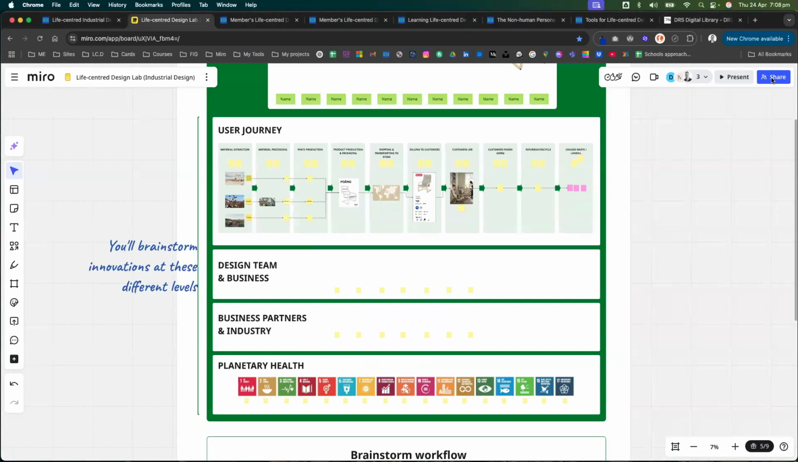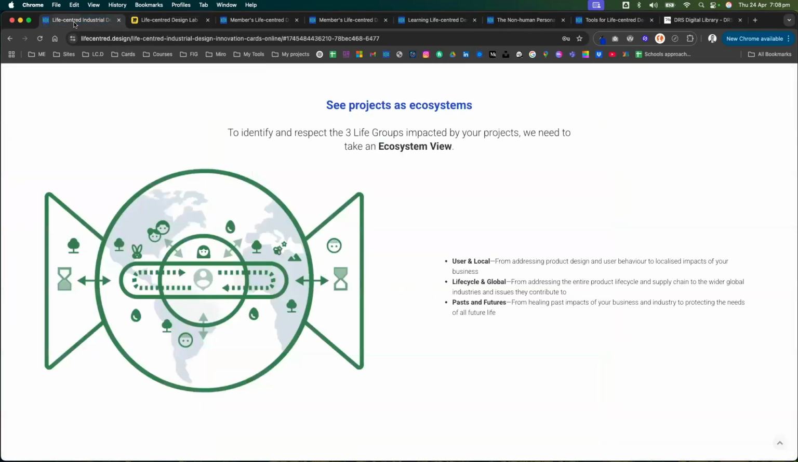Otherwise, if that doesn't work, drop an email in the chat and I'll invite you directly. So have a look at that in the back. Yes, I'll send my email then. Okay.